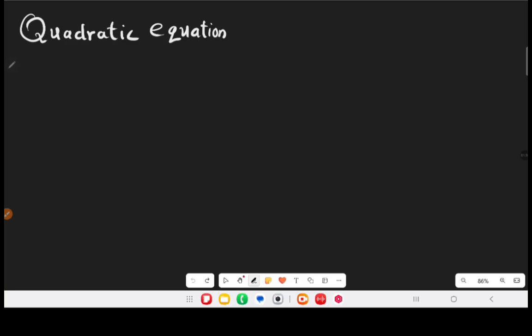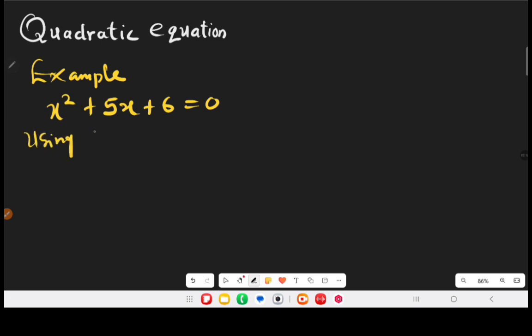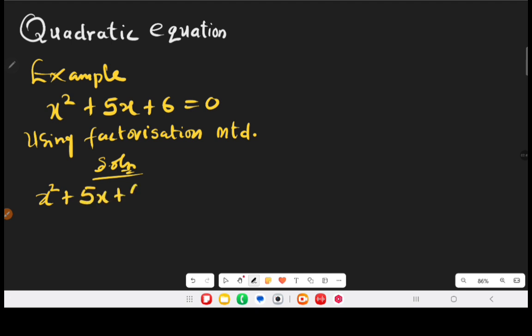Today I'm going to show you how to solve a quadratic equation using the factorization method. For example, x squared plus 5x plus 6 equals 0, using the factorization method. Now we say solution. We have x squared plus 5x plus 6 equals 0.